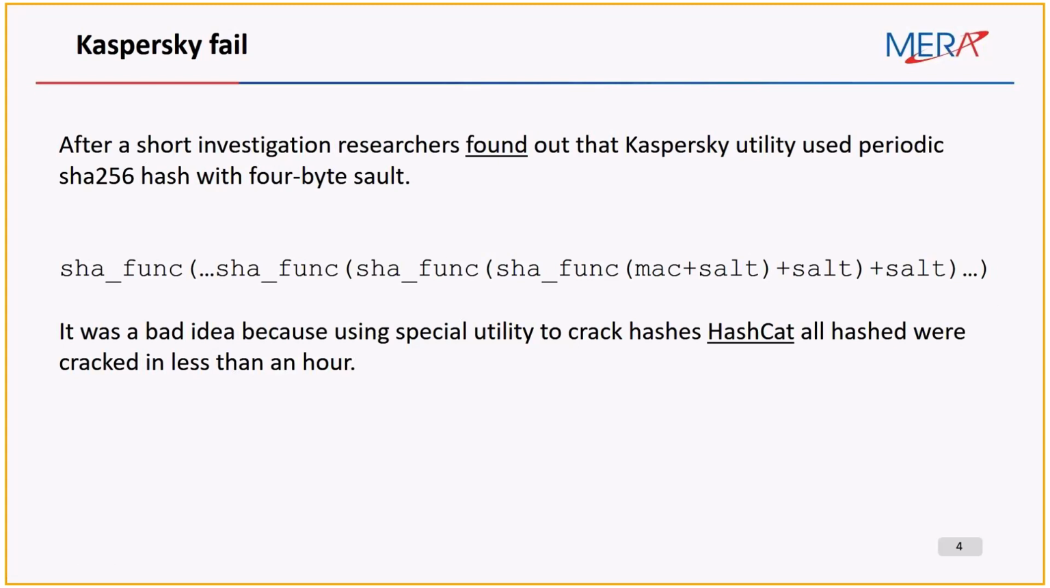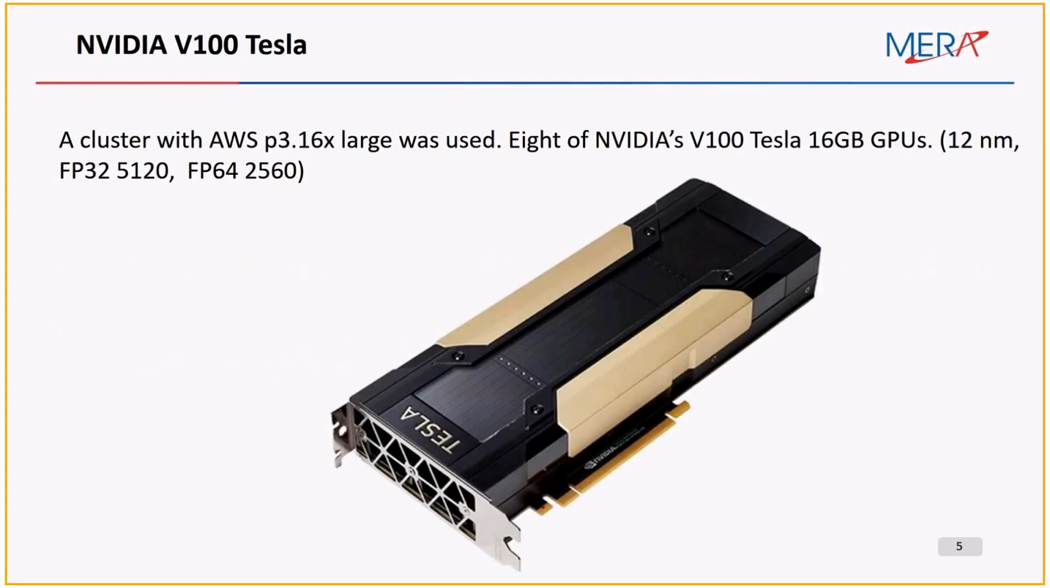But it was a bad idea because a special utility called Hashcat could very easily decrypt this kind of encryption using modern hardware like GPUs. So for researchers to decrypt the whole list, it took about 1 hour. This is the NVIDIA Tesla V100, the most prominent GPU that's used for password cracking and used by Hashcat. This is part of the Amazon Web Services P3.16xlarge cluster.